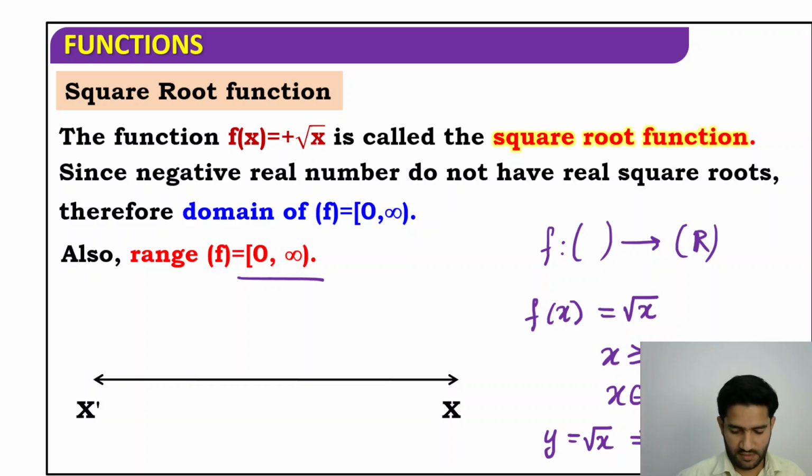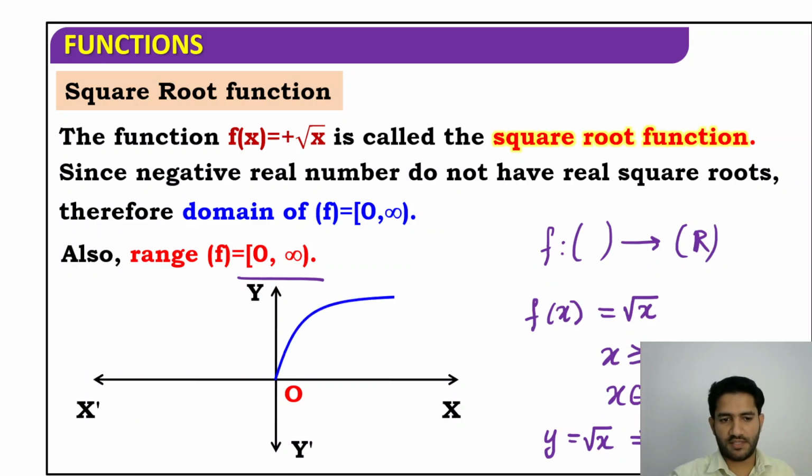Okay, so we can construct the graph of root x. It starts at 0 and goes in a part like this. Actually, it is not ending, it is going like this. So this is a rough figure for f of x equal to root x. Is it clear? Domain, range and codomain. This is the theory part, how we can find the domain and the range.